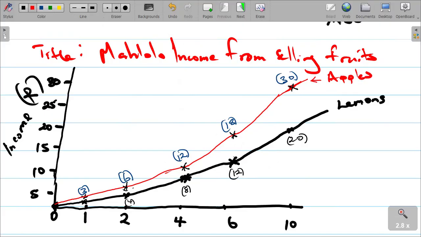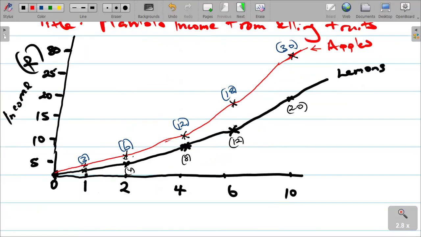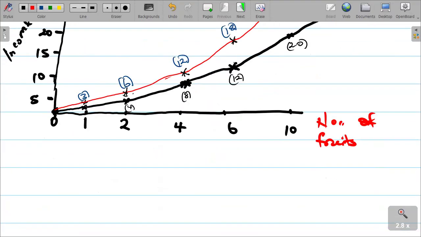We can see the apples there. We can see the apples and the lemons. That is one graph that represents the same set of data. And don't forget, here we say number of fruits. Number of fruits is what is on the horizontal axis.